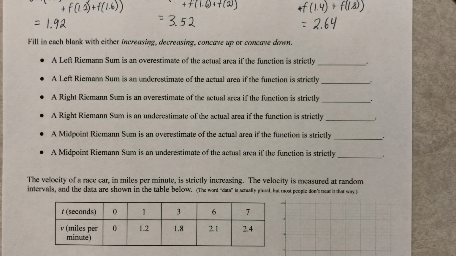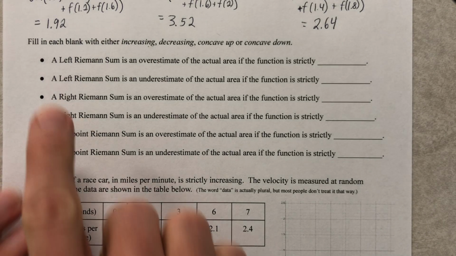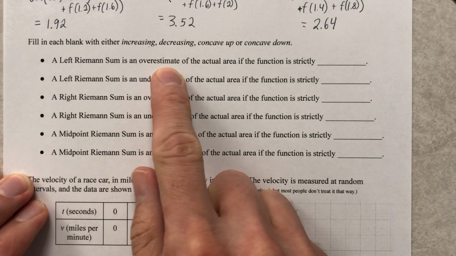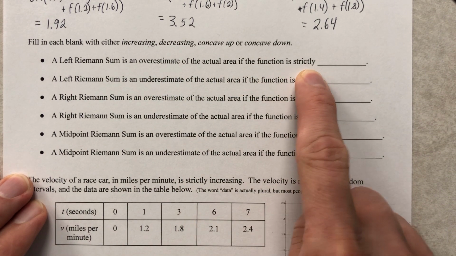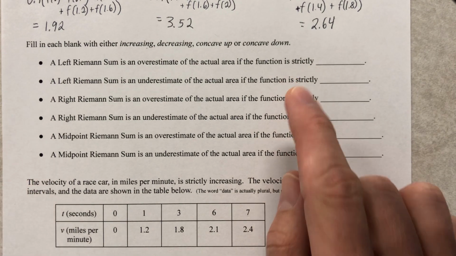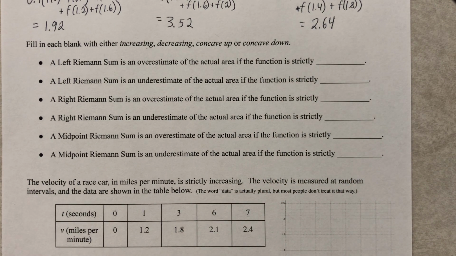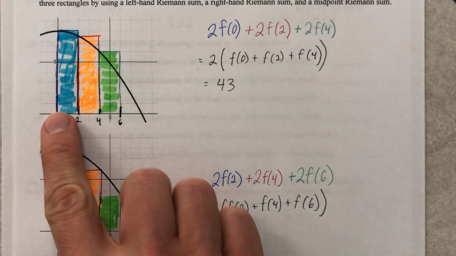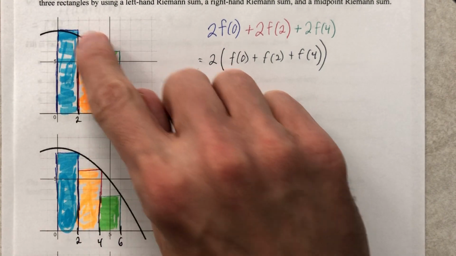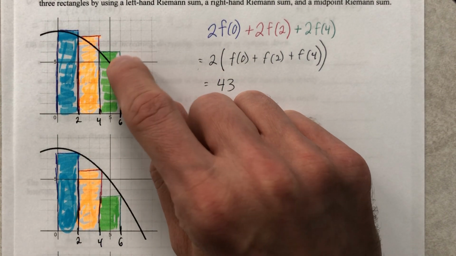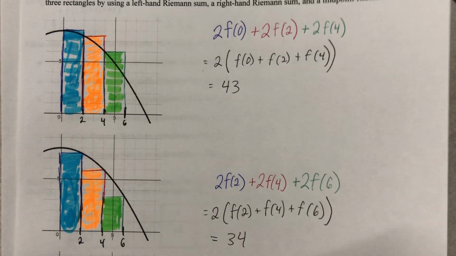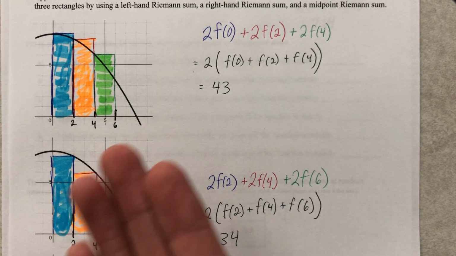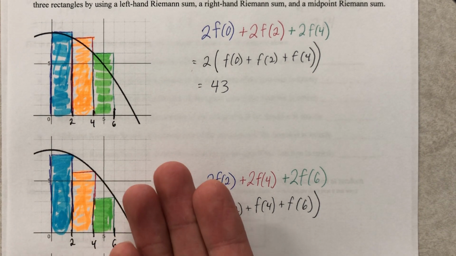We have some blanks to fill in. A left Riemann sum is an overestimate of the actual area if the function is strictly... This is a left Riemann sum that was an overestimate. We colored too much. We colored outside the lines, right? Colored beyond the function. What was this function? Increasing, decreasing, concave up, concave down?